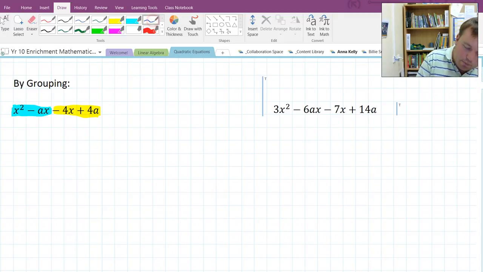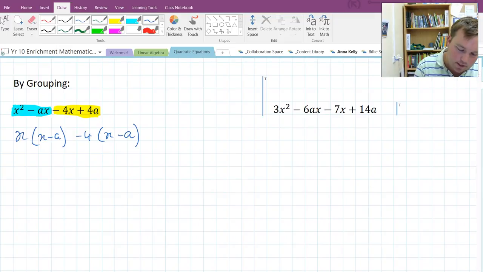So what we do is we remove the common factor from the left-hand half, which is x, leaving us with x take a, and we remove the highest common factor on this half as well, which is going to be the minus 4 here. The reason I'm taking out minus 4 is because if I remove the minus 4, these now are the same. And if we're factorizing by grouping, we should be aiming for them to be the same.